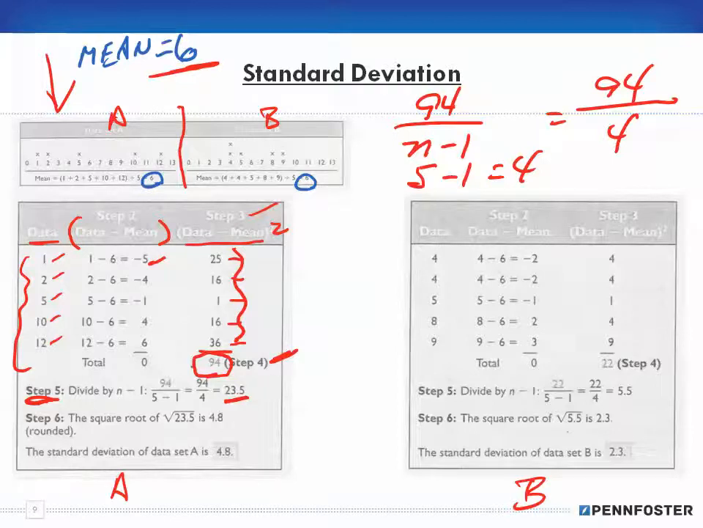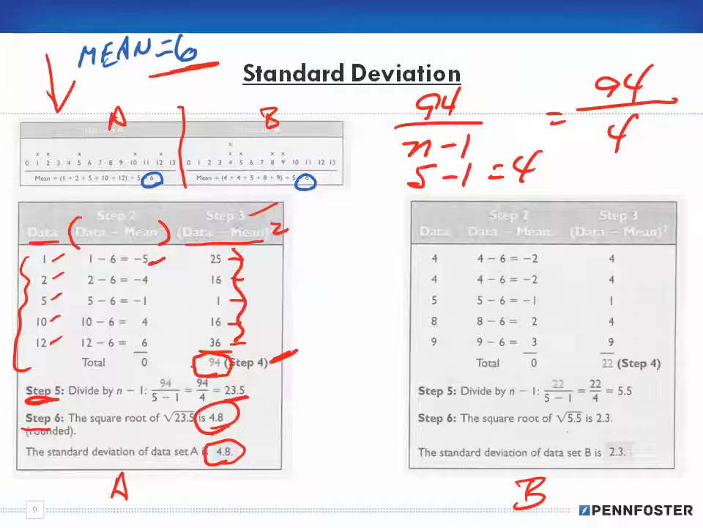So at the end of step 5, we have 23.5. Step 6 says the square root, and that is the square root symbol. The square root of 23.5 is equal to 4.8. If you punched that into your calculator, meaning you hit the numbers 23.5 and then hit the square root key, it would give you 4.8 as your standard deviation. That's your answer. So the standard deviation of data set A is 4.8.